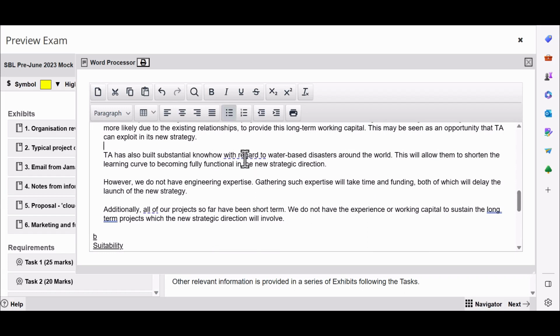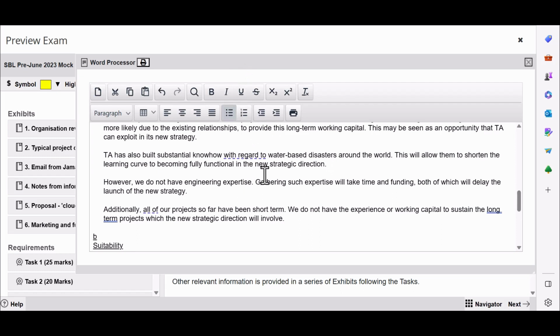It has know-how with regard to water-based disasters. Yes, they've been around a long time. Okay, they have contacts and so on. And so getting used to the new direction will be fast.